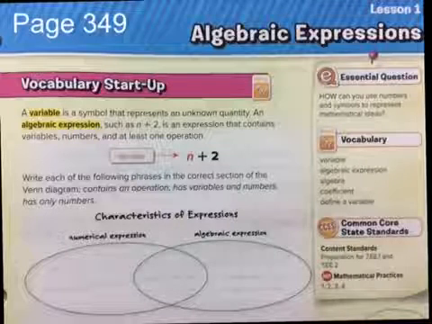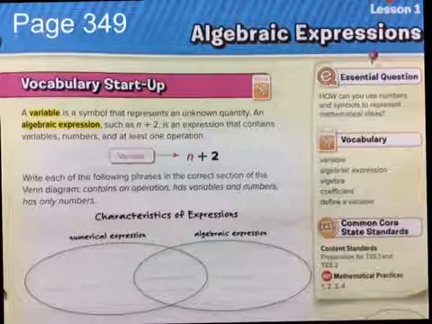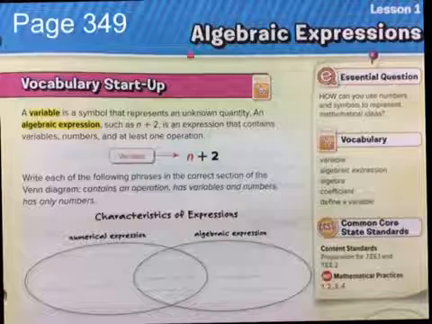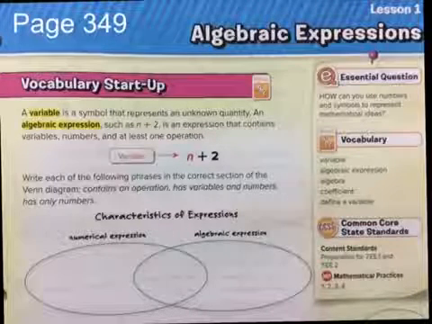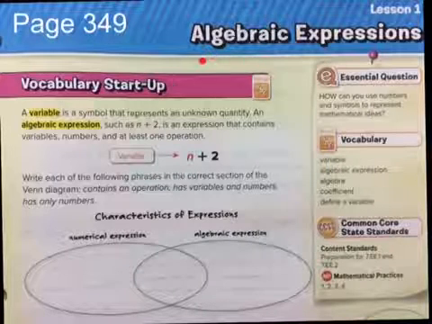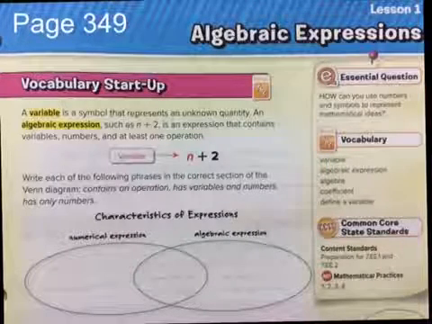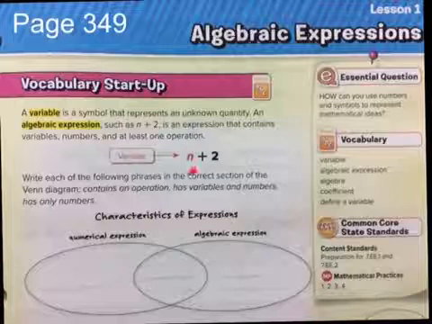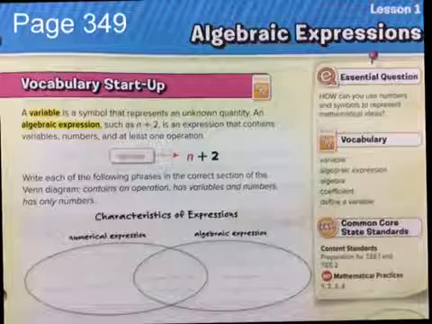Hello everyone and welcome to lesson 5-1, so it's lesson 1 from chapter 5, Algebraic Expressions. This lesson is found on page 349. Algebraic expressions, that means we're going to write numerical expressions including letters. Okay, that it's inclusive of letters.